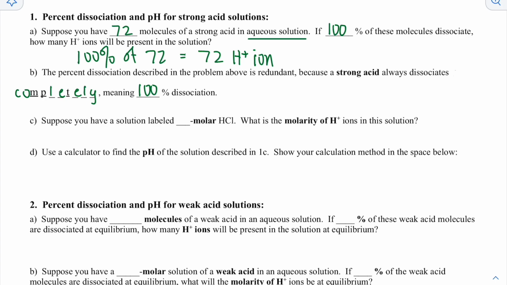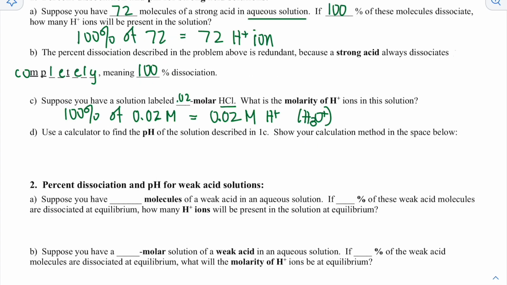Suppose you have a solution labeled 0.02 molar HCl. What is the molarity of H plus ions in the solution? As you know, HCl is a strong acid that will dissociate 100%. 100% of 0.02 molar is 0.02 molar H plus. In real life, it would be H3O plus. The H plus ions will attach to the water and you get H3O plus, hydronium ions.